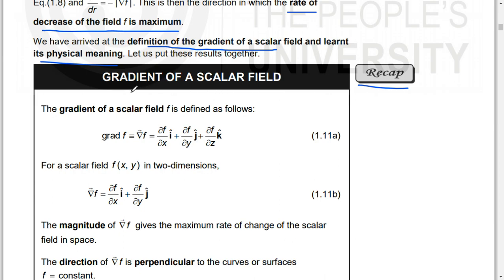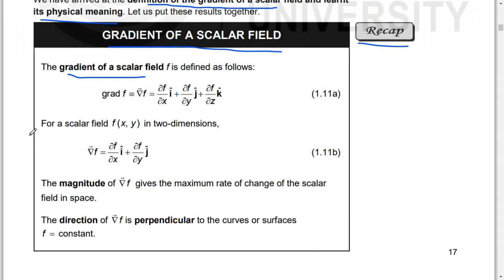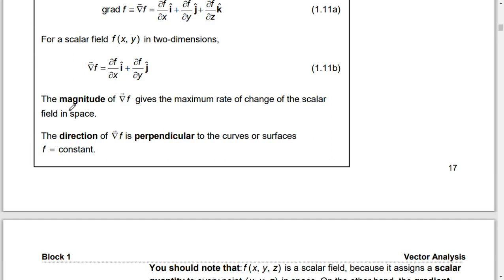Recap. Gradient of a scalar field. The gradient of a scalar field is defined as follows. Grad f equals del f equals diff f by diff x i cap plus diff f by diff y j cap plus diff f by diff z k cap. For a scalar field f of x, y in two dimensions, del f equals diff f by diff x i cap plus diff f by diff y j cap. The magnitude of del f gives the maximum rate of change of the scalar field in space. The direction of del f is perpendicular to the curves or surface f equal to constant.